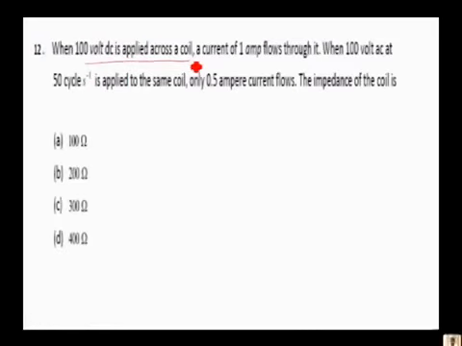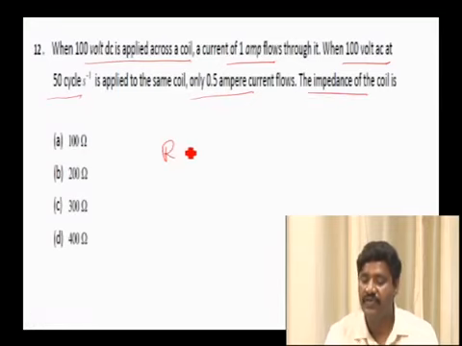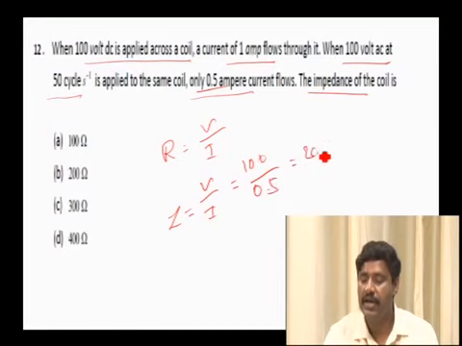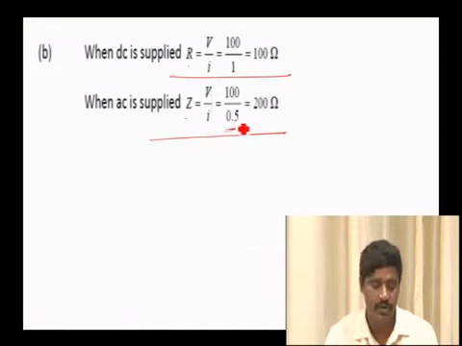100 volt is applied across a coil, 1 ampere flows. When 200 volt AC is applied from a 50 cycle per second source, 0.5 ampere current flows. What is the impedance? We know for DC, R is equal to V by I. But for AC, Z is equal to V by I. Here V is 200 and current is 0.5. 200 by 0.5 is 400. This is for DC, this is for AC. For DC we have resistance, for AC we have impedance, and I have taken the voltage of AC and got the current through AC.